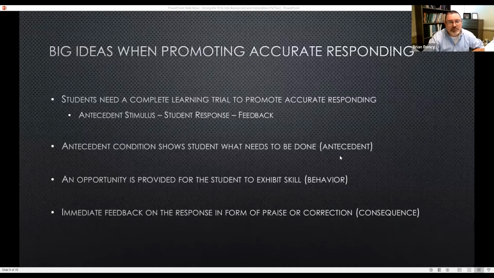So the antecedent condition shows the student what needs to be done. The child exhibits the skill you want to see, and then you provide immediate feedback in the form of praise or correction. So if you ask what's 6 + 3, and they say 8, you say, no, 6 + 3 is 9. And if they get it right, then you say, good job. And that's how simple it is.